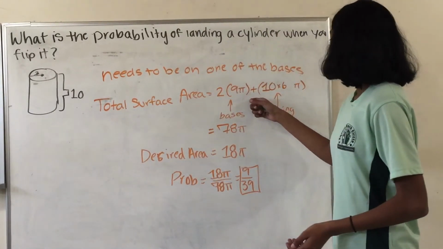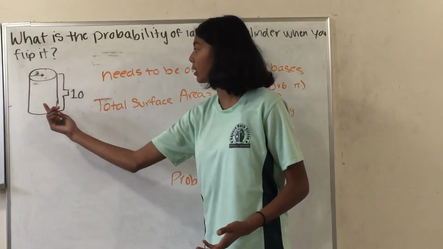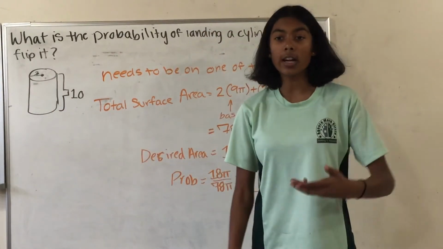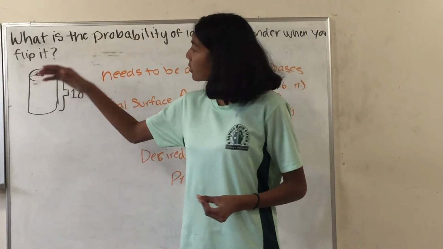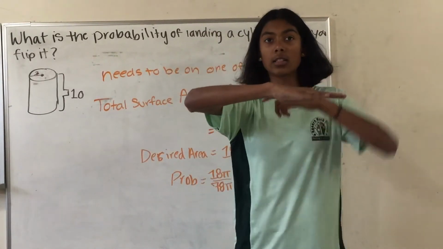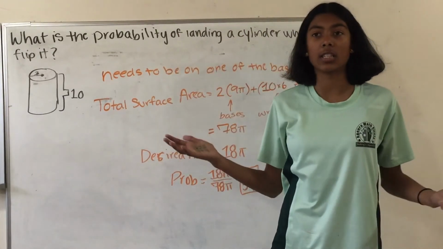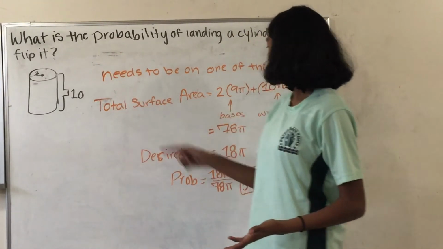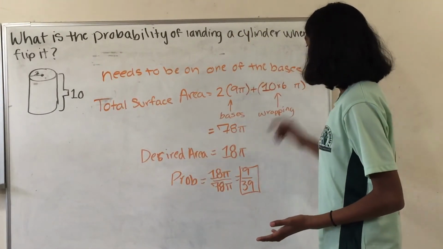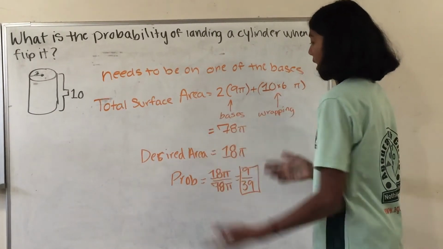And then we have our wrapping, which is technically this circular part around here. So if we imagine it like a rectangle, our top part of the rectangle is going to be the circumference of our top base, which is 6 pi. And then our height is going to be 10. So it's going to be 10 times 6 pi. And then adding this up, we get 18 pi plus 60 pi, which is 78 pi.